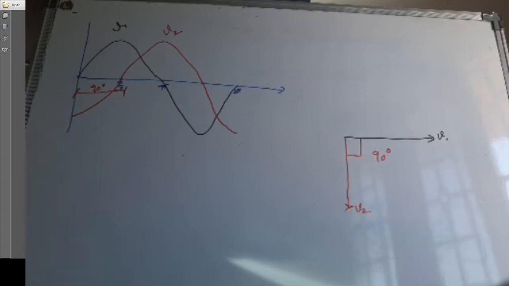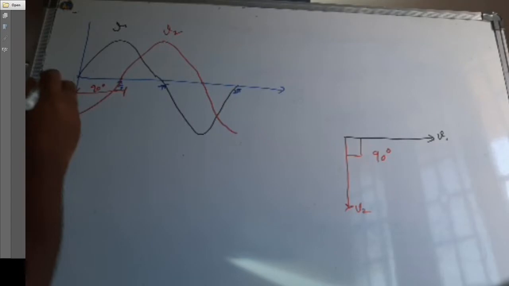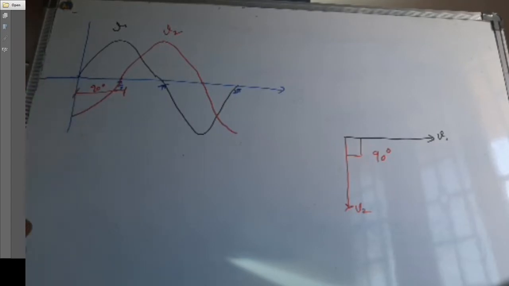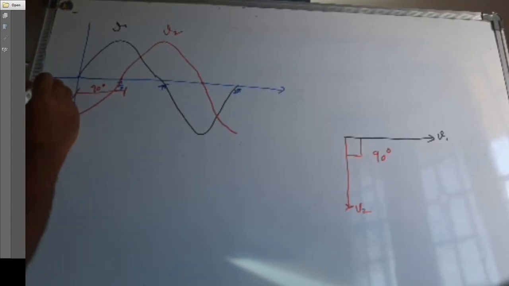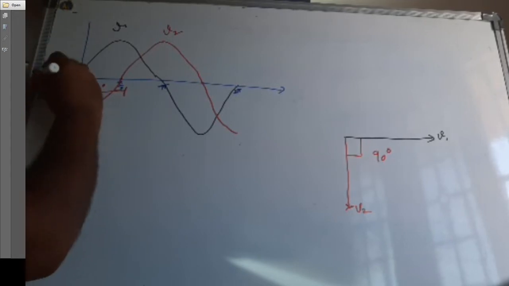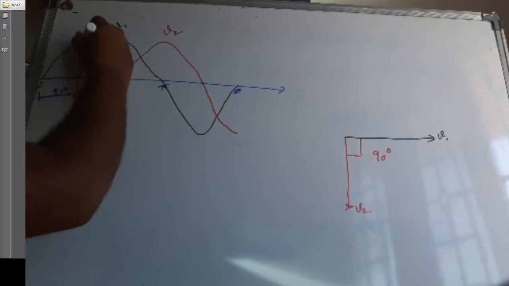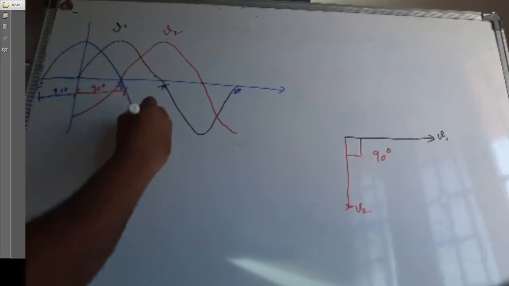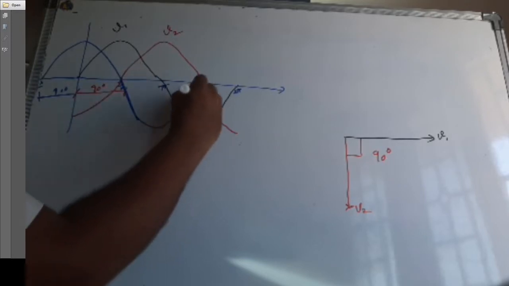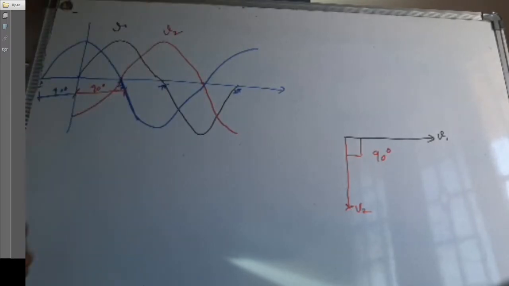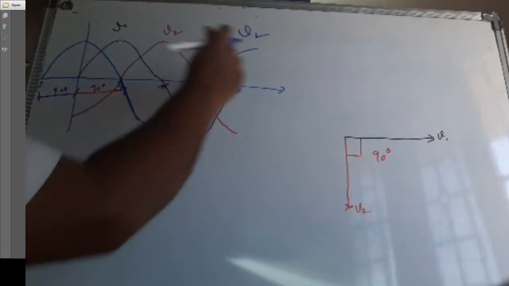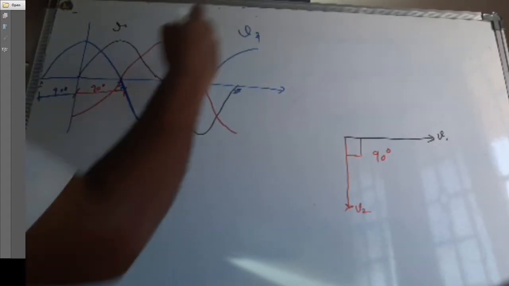Now you can see that there is another waveform. You can draw this. Now I am drawing another waveform. It starts at an angle of 90 degrees. You can see here this is the negative maximum at this point, and we'll name this V2. But what about this case? Here we name this V3.